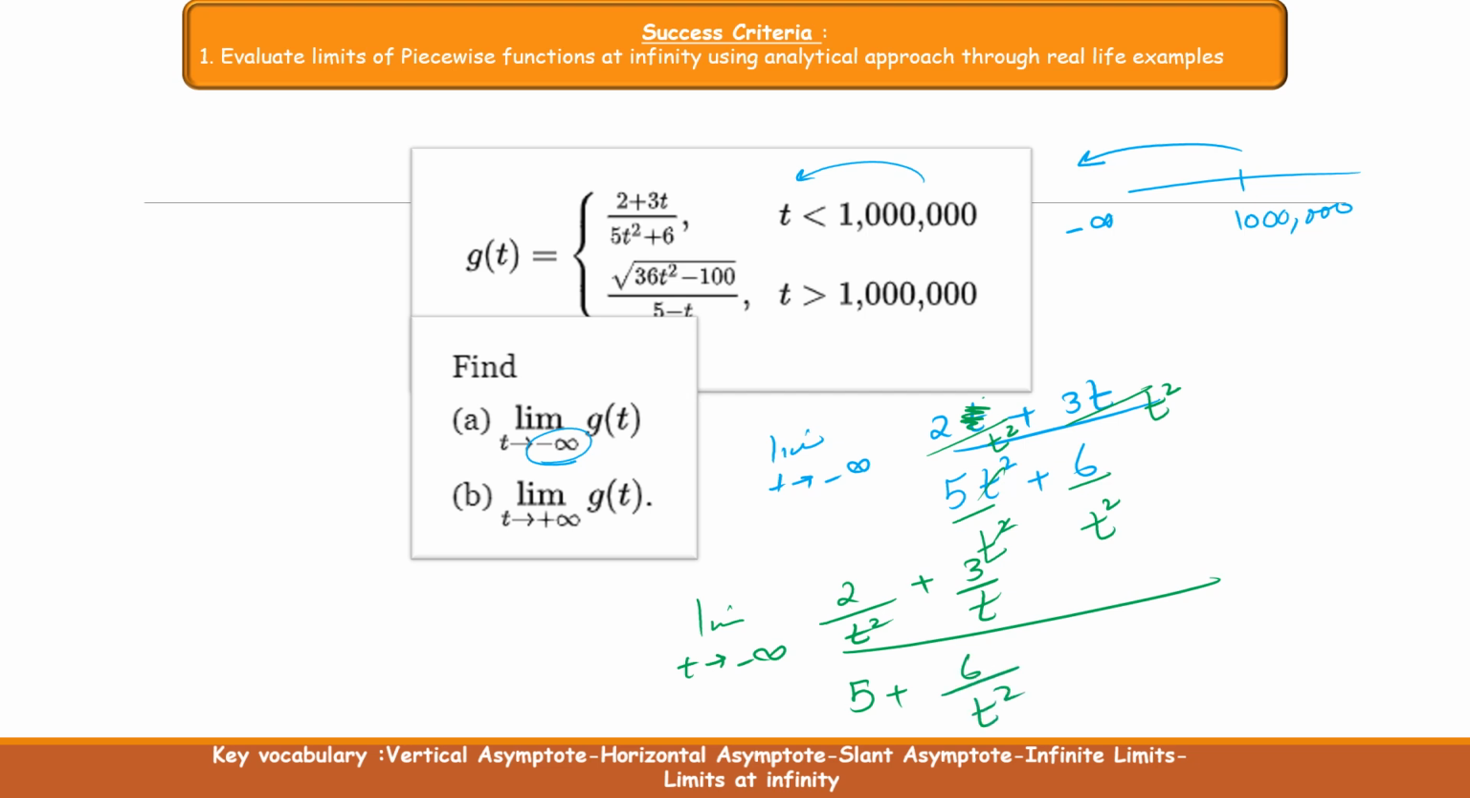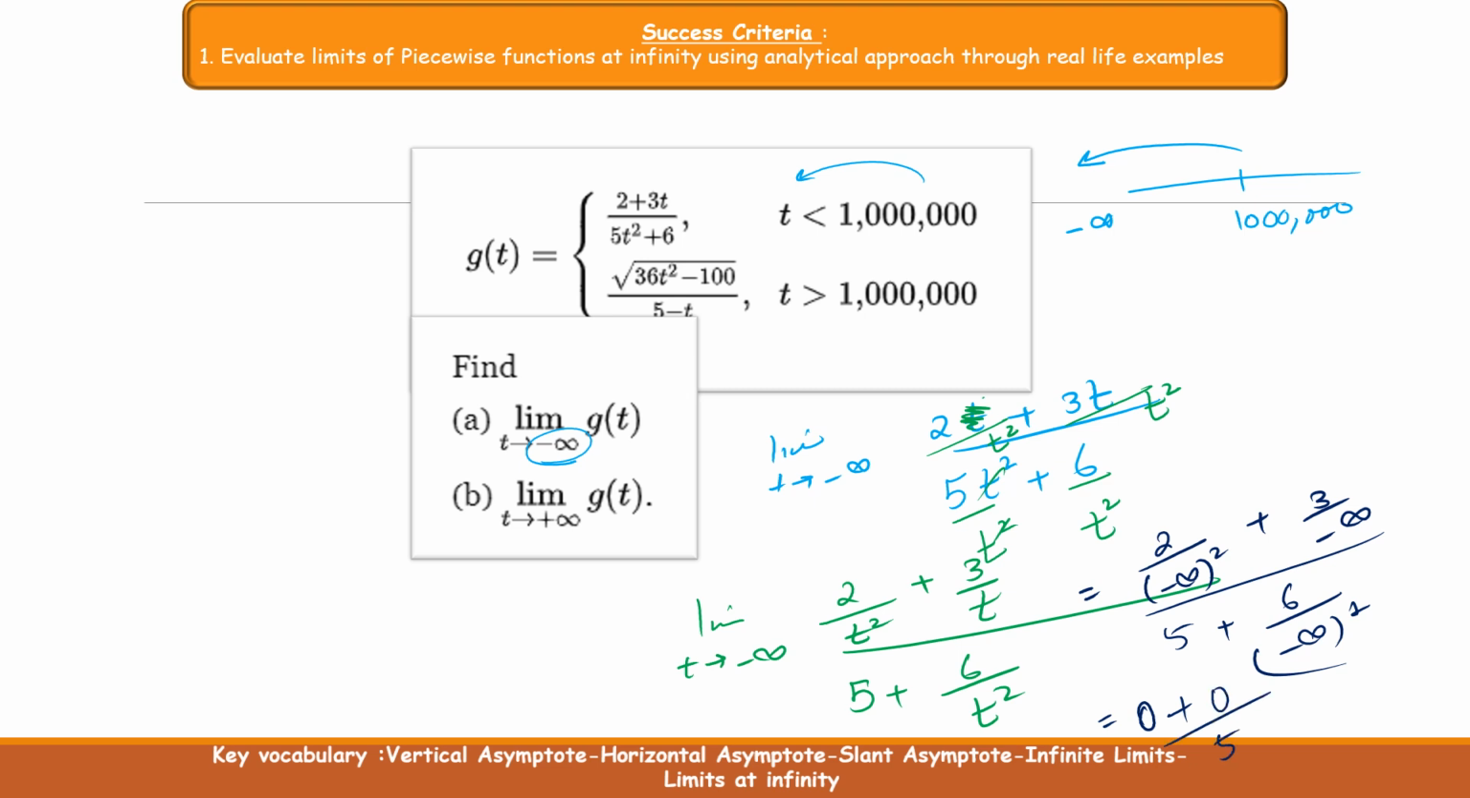Now the next step is, wherever you have t, replace it by negative infinity. So 2 over infinity squared, because negative becomes positive in all the cases, gives you 0. 3 over negative infinity is 0, 5 as it is, 6 over negative infinity squared gives you 0. So 0 over 5 gives us 0.